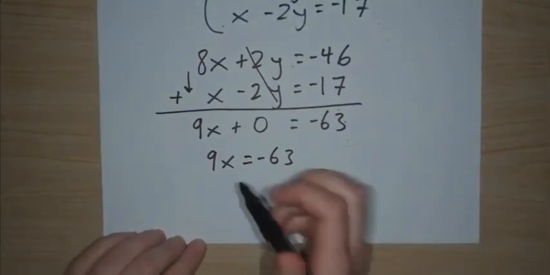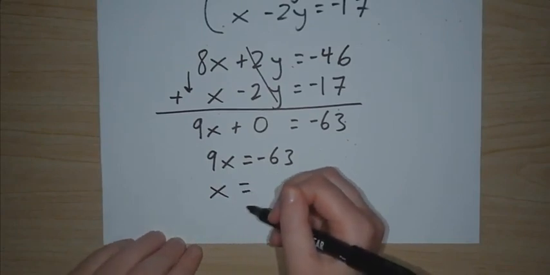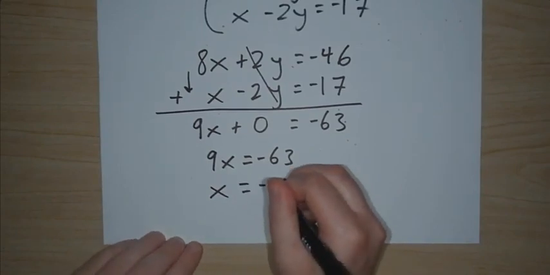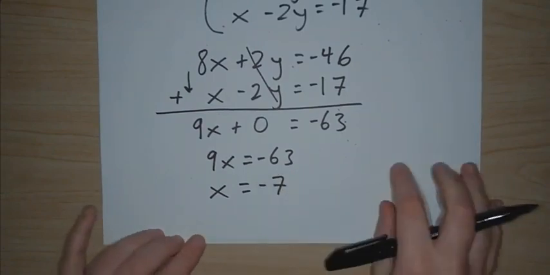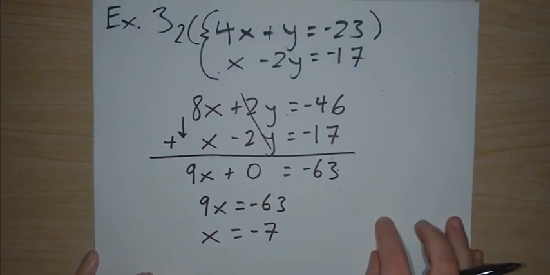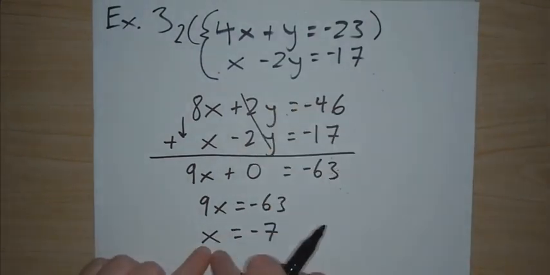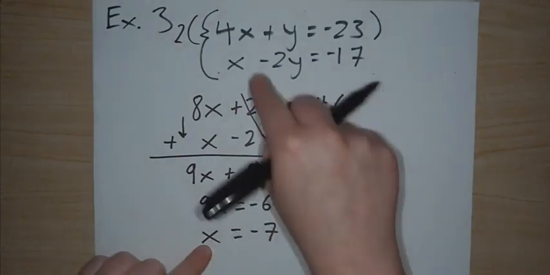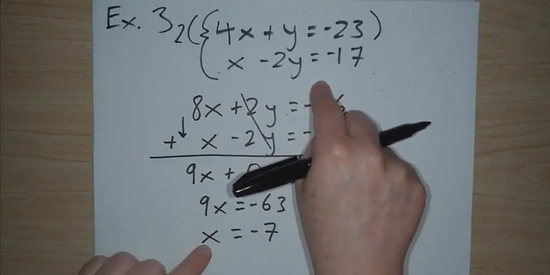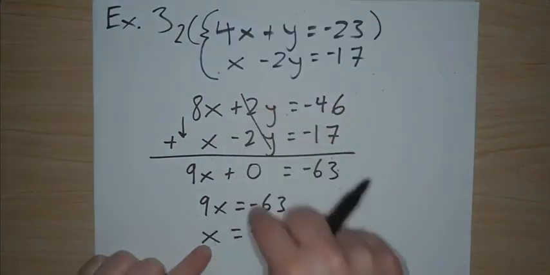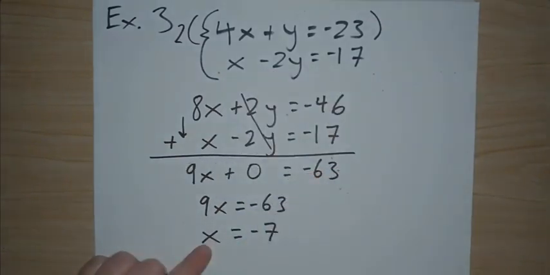So now solving for x, dividing by 9 on both sides, we have negative 63 divided by 9, which is negative 7. So we've solved for one of the variables from our system up here. And now what you can do simply to find our y is to take our x is equal to negative 7 and substitute it back into either of these equations. So I'm going to substitute it into this equation here of my choosing, simply because I think it'd be easier.